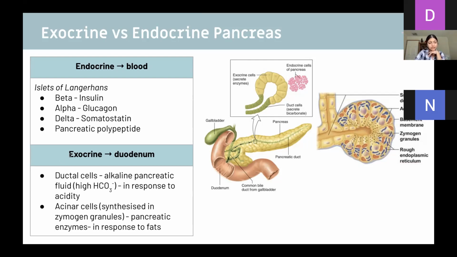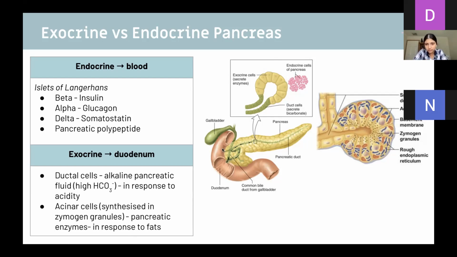And then the exocrine function involves your ductal cells, which secrete the alkaline pancreatic fluid. So kind of similar to bile, where it neutralizes your acid. And this is in response to acidity. And you have your acinar cells, which release enzymes in response to fats. So similar to your bile, so it's still in response to acidity and to fats.